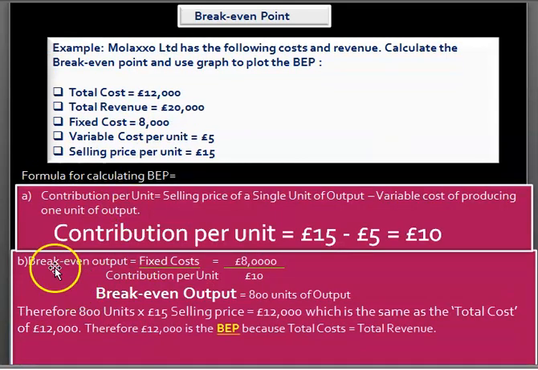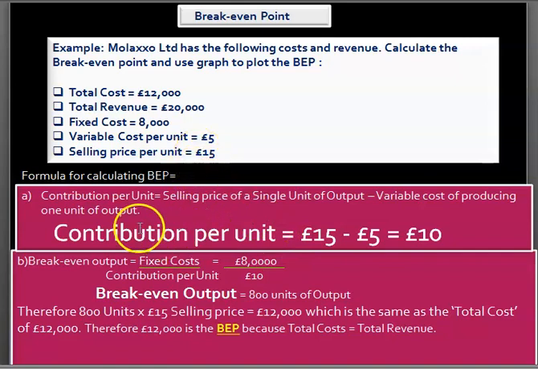Okay, I've put some figures here for you. It's still the same figures they ask you to work on, and I've already done the calculation for you here. Contribution per unit equals selling price of a single unit of output minus variable cost of producing one unit of output. They give you the selling price, which is £15 here, and they've given you the variable cost of producing one unit. They said it's going to cost them £5 to produce one computer, and then they want to sell one computer for £15.